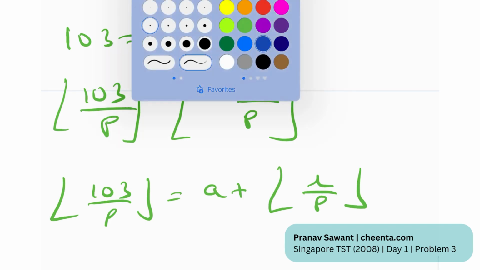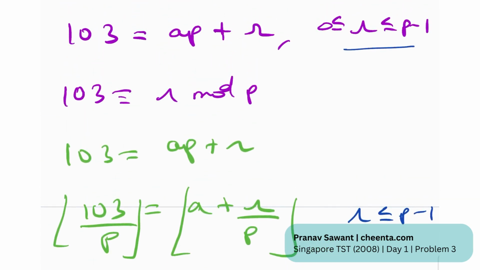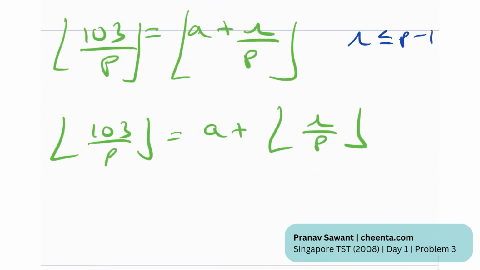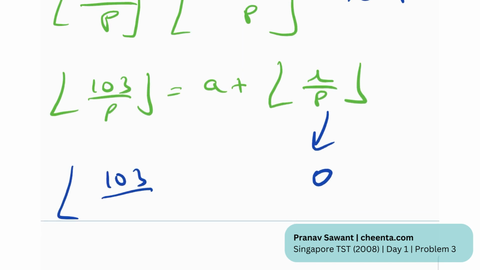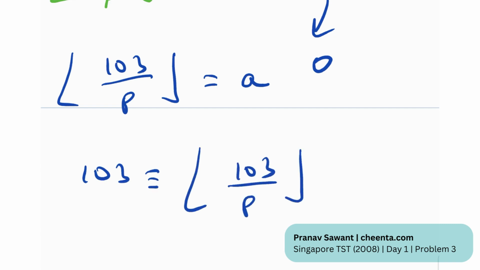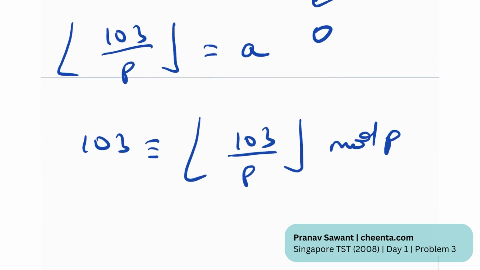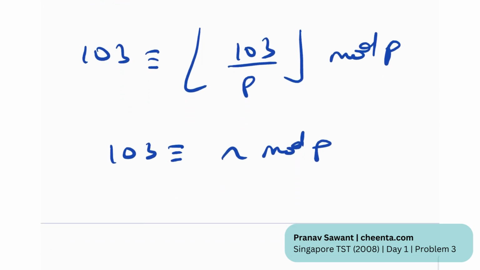That being said, R is less than or equal to P minus 1, right? From the condition of the Euclidean division lemma, we know that R is less than or equal to P minus 1. What does that mean? That means the floor of R over P is 0, because that quantity will be obviously less than 1. But effectively it means that the floor of 103 by P is equal to A. Okay, now if I remind you of the congruence equation, we had 103 is congruent to floor of 103 by P modulo P. Also, we had received this result that 103 is congruent to R modulo P. And we also know that floor of 103 by P is equal to A, right?